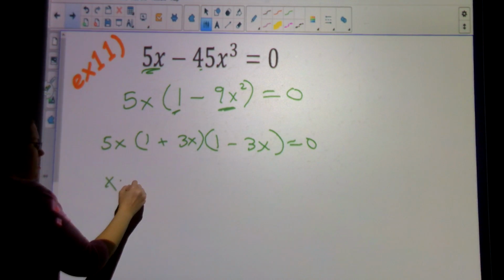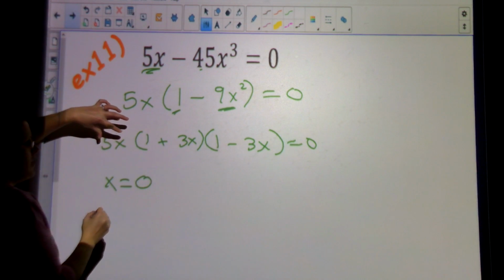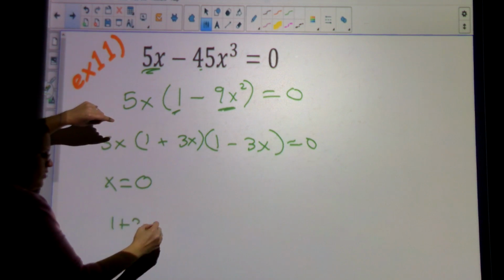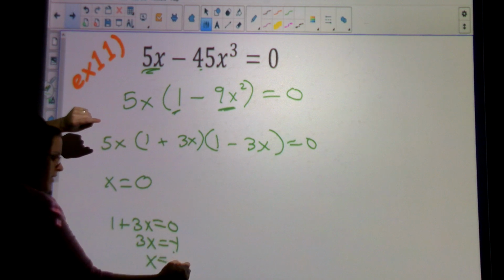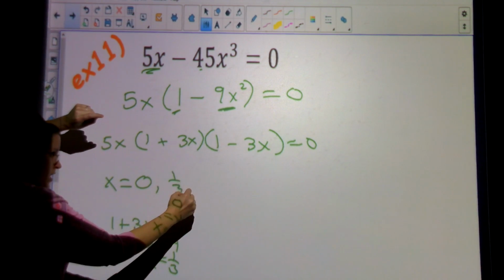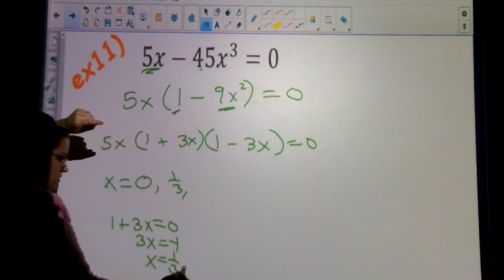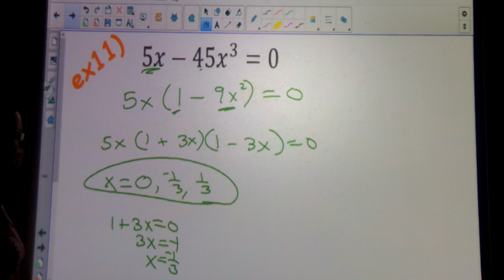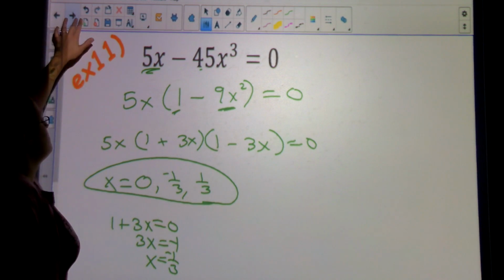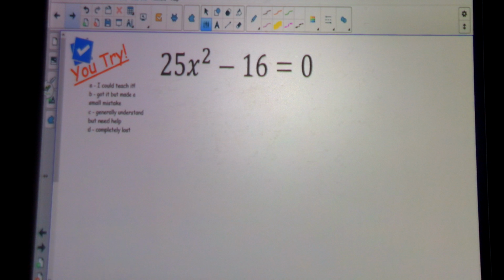Okay, so let's set these equal to 0. Here we'll get 0. Here you might have to go aside and do that one if you can't see it. Subtract 1. X is 1/3. Likewise, that will give me, oops, I dropped my negative. Positive 1/3. There we go. So recognize those perfect squares. Makes it nice and neat. So quick, you try, pause the video, and hit play when everyone seems to be ready.